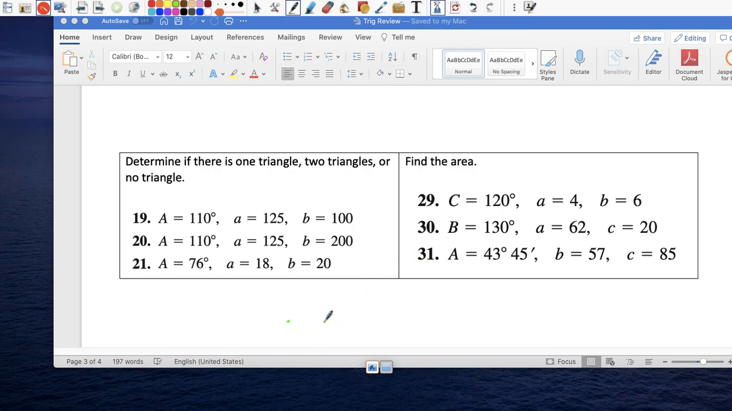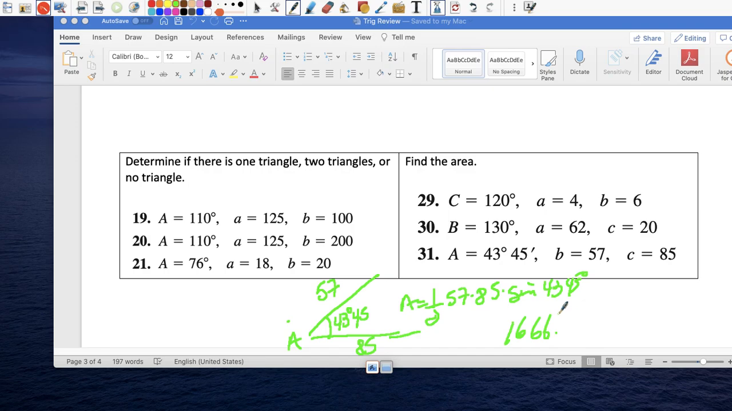For 31, the angle is 43 degrees and 45, is it minutes? B is this, and then C would be the one here at the bottom. So again, half of 57 times 85 times sine of 43, 45. And put that in your calculator. Half times 57 times 85 times sine of that angle, and that gives 1,666 units squared.